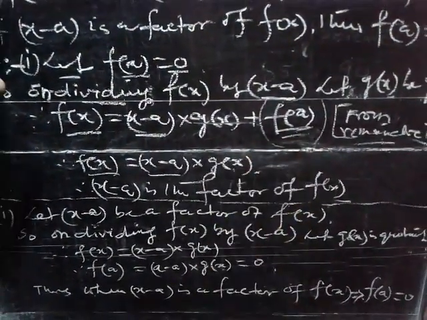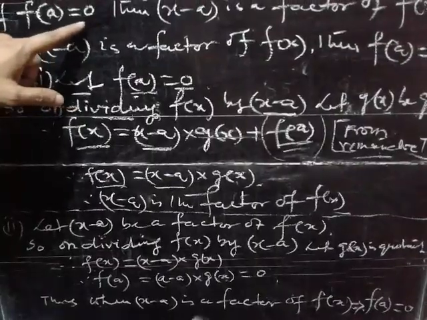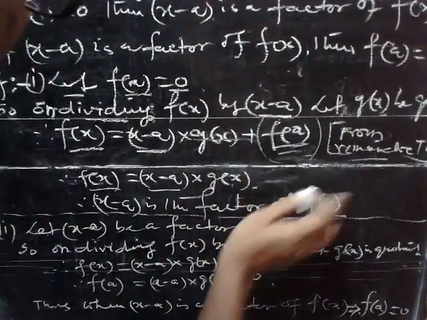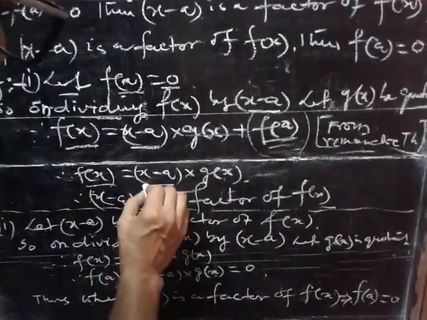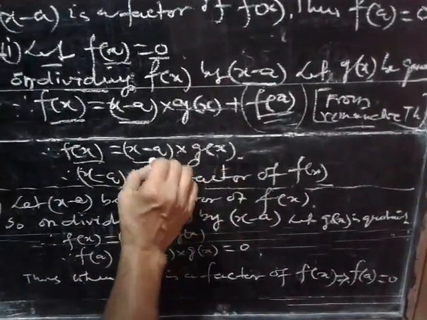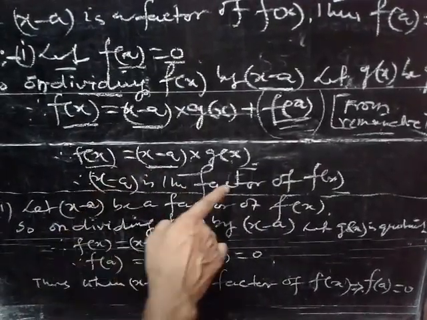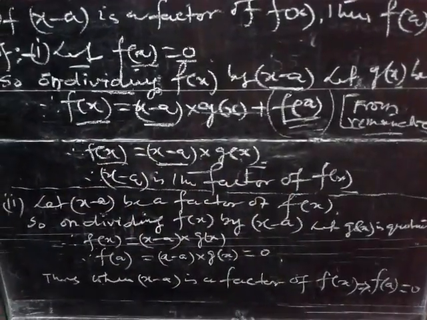Then in this theorem, what is given? If f(a) is 0, then this will be the factor of this. And this part is 0. This can be split into two parts, that is (x minus a) into g(x). Therefore, x minus a is the factor of f(x).